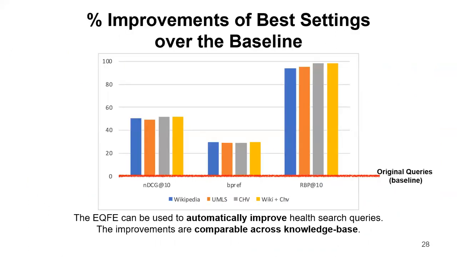Our empirical investigation indicates that the best settings of each knowledge base that we consider in this study are effective to improve the effectiveness of user initial queries across 3 measures, which are RBP-10, NDCG-10, and BPREF. So in this plot, we stress the improvements of best settings over the baseline. We can see here, according to the RBP-10 measure, the expanded queries improve by more than 80% over the baseline.